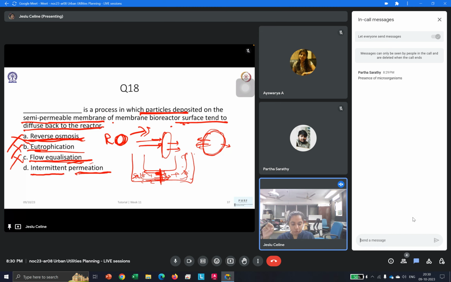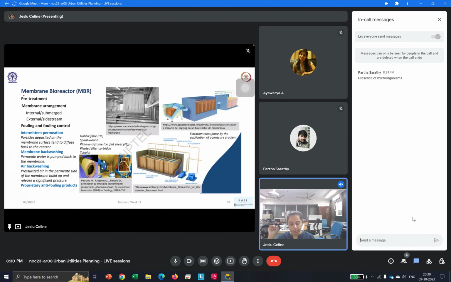Again, permeation. We are talking about a semi-permeable membrane. Intermittent means it's not continuous, so in small quantities, it's permeating. So it's intermittent permeation. That's the answer over here. We'll see that in detail. This is a biomembrane reactor. You have intermittent permeation, where particles deposited on the surface of the membrane tend to diffuse back to the reactor. That is what we are talking about over here.